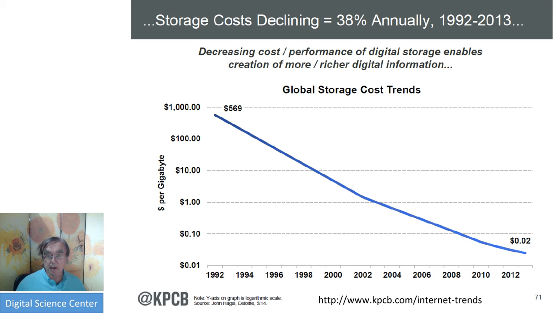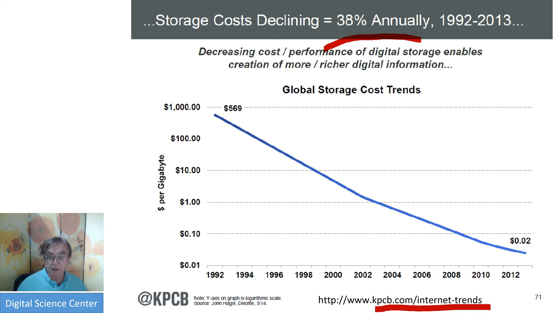And here's another storage plot telling you the cost goes down. This is a pretty strong decrease, 38% annually up to 2013. Again, this comes from an internet trends report, probably an earlier one, and these are nicer pictures than the other ones. But they no longer make them because they're so obvious now. All this stuff is now obvious. They're looking at higher end issues.